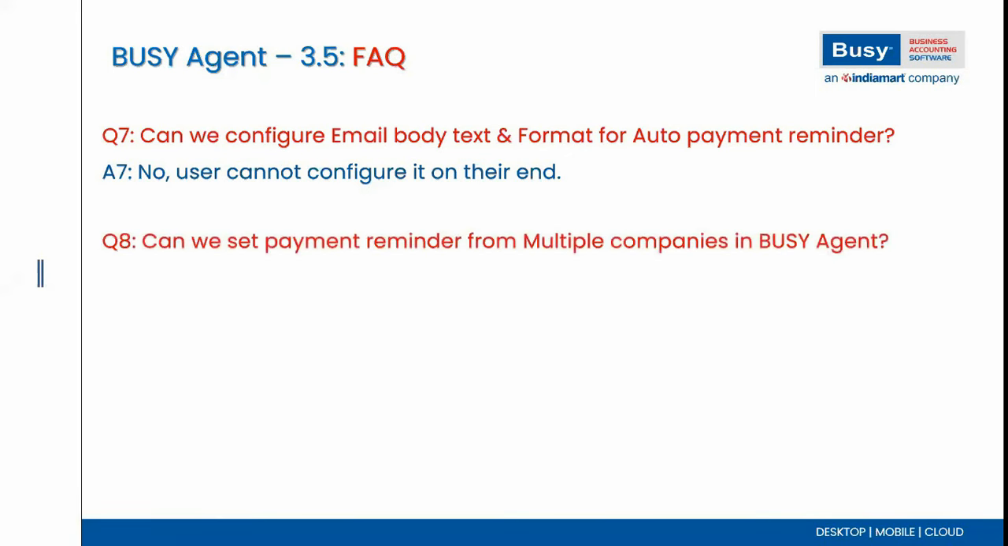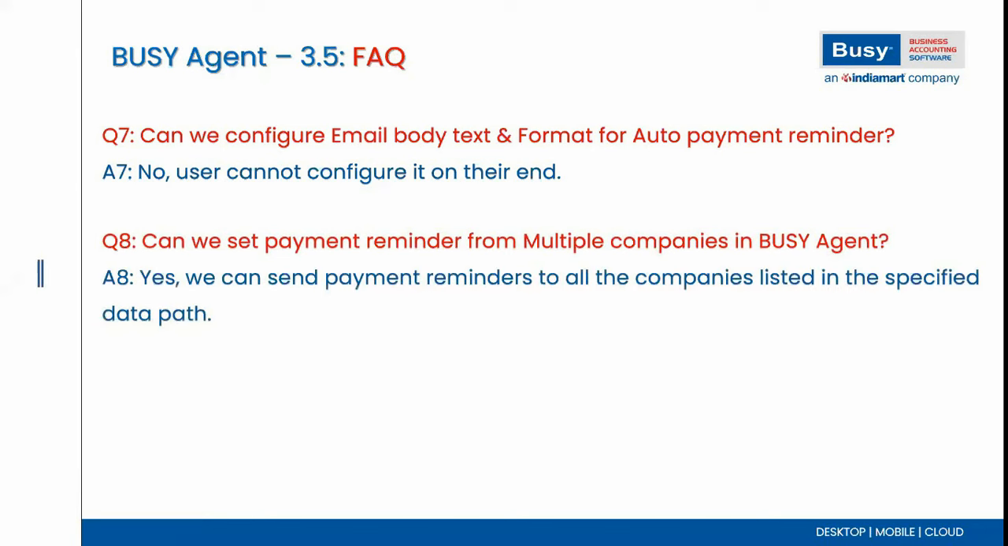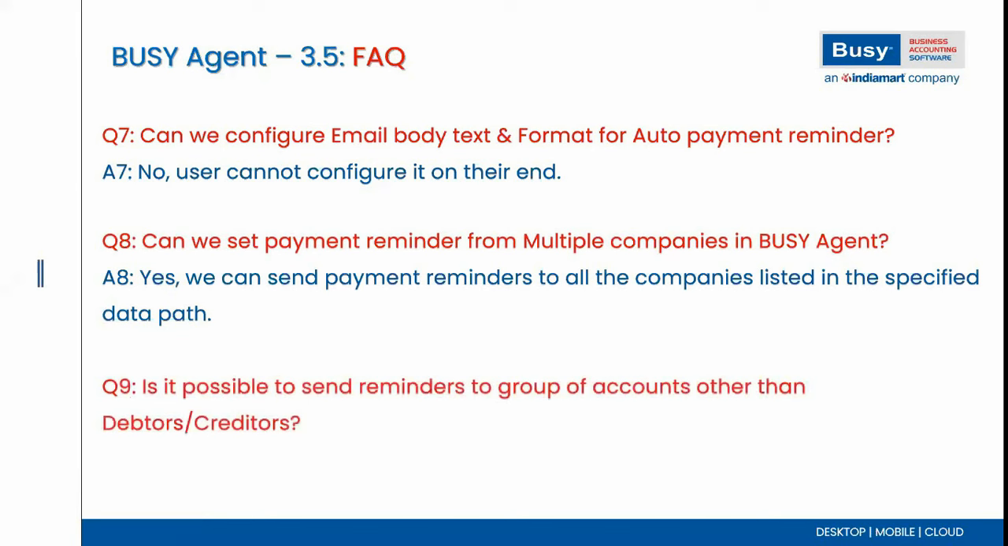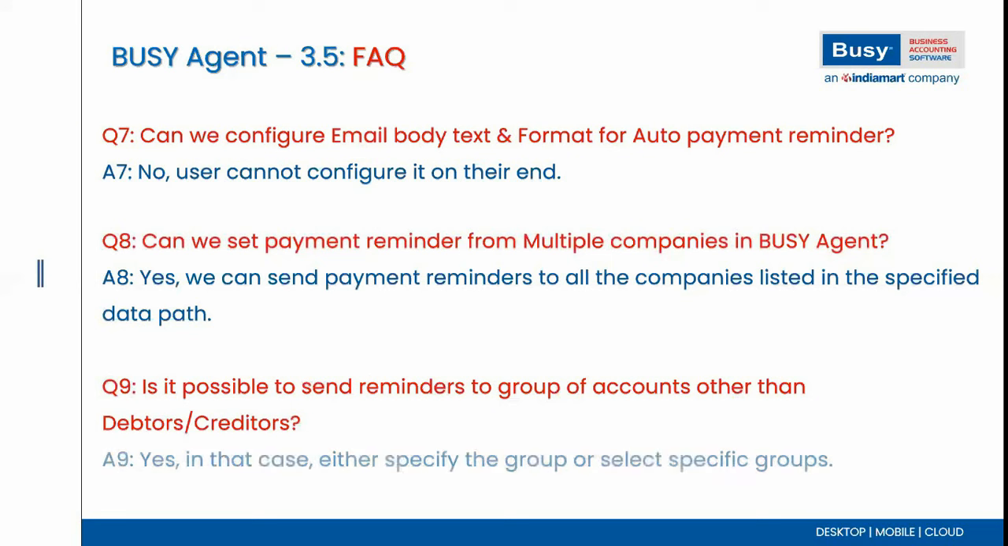Can we set payment reminder from multiple companies in Busy Agent? Yes, we can send payment reminders to all the companies listed in the specified data path. So, however many companies you have created in the specified data path, you can select all the companies and send the reminder. If you have multiple firms, is it possible to send the reminders to a group of accounts other than debtors and creditors? Yes, in that case, either specify the group or select specify groups.